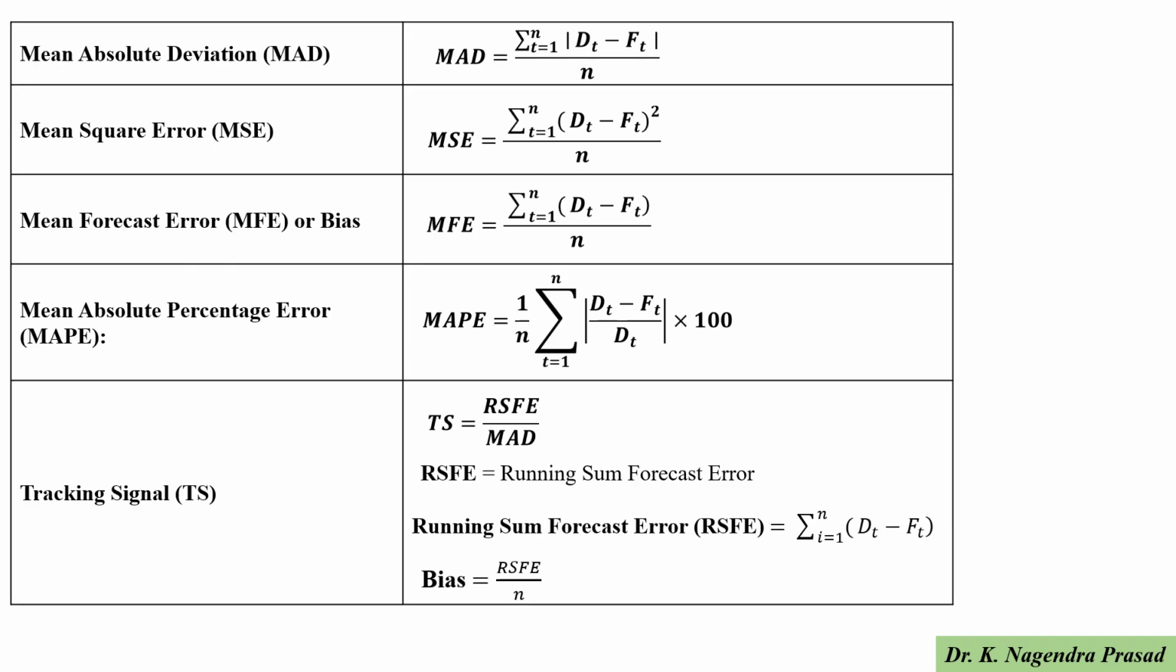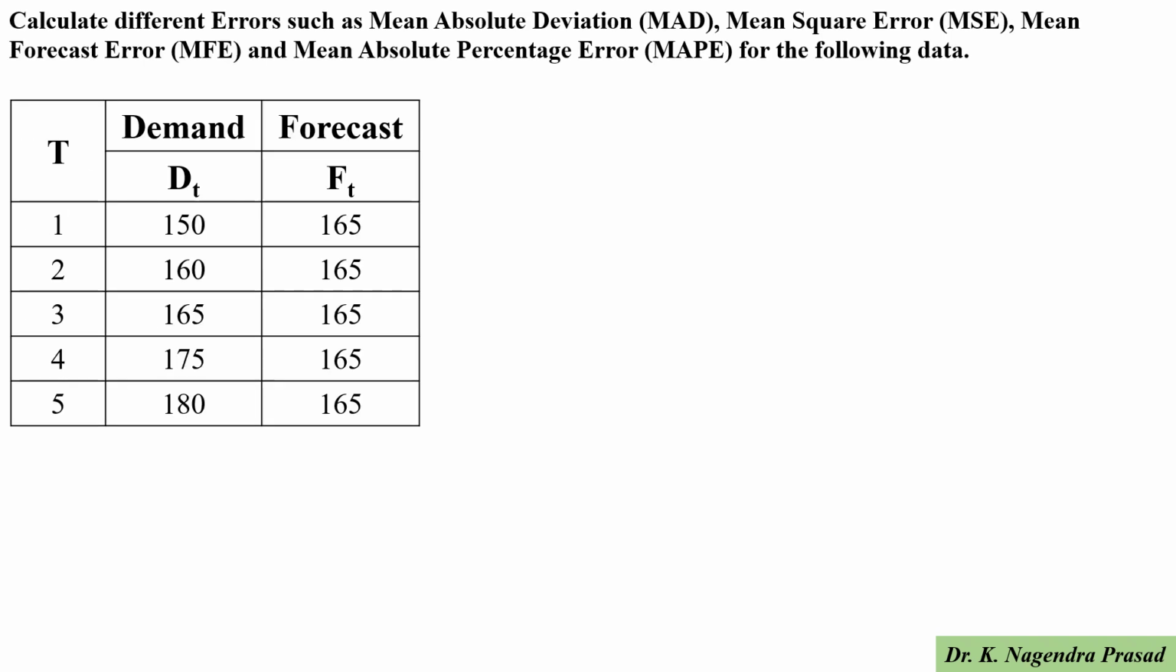So this is the summary of the different types of errors. Next we calculate the different errors, such as the mean absolute deviation, mean square error, mean forecast error and mean absolute percentage error for the following data. Let's consider the data here. Time period is 1, 2, 3, 4, 5 and given the demand dt and forecast ft for the respective time periods. First we will calculate the mean absolute deviation.